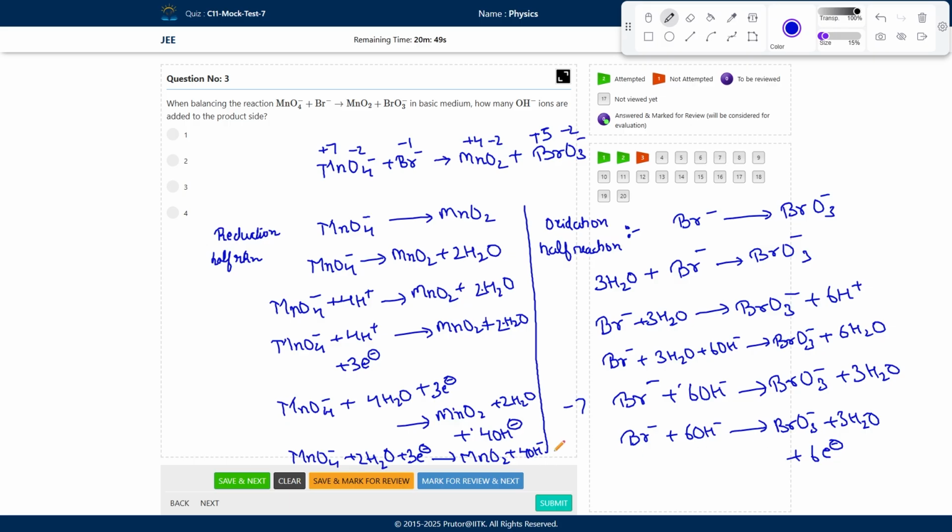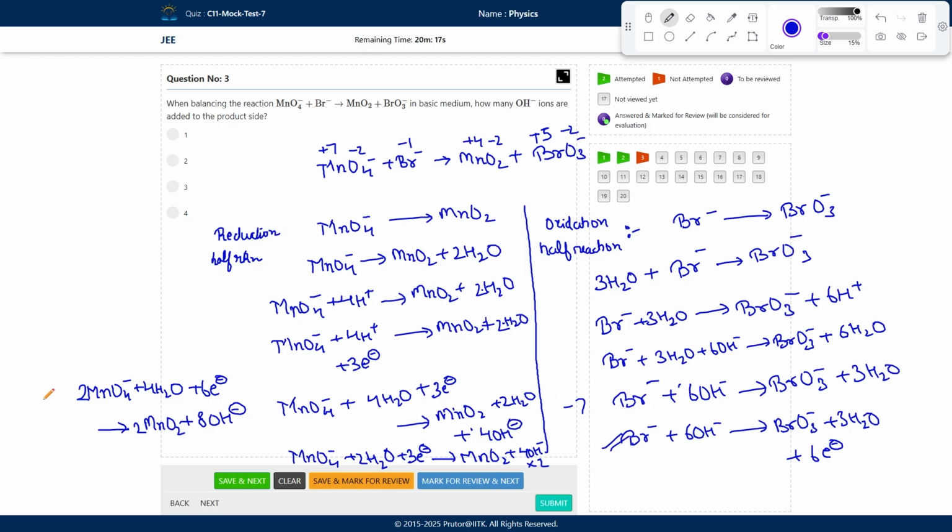Now we need to equalize the number of electrons. What we will do? We will multiply the obtained reduction half reaction with 2. So that will give you 2 MnO4 minus plus 4H2O plus 6 electrons, giving us 2 MnO2 plus 8 OH minus. Now you will add both of these equations.